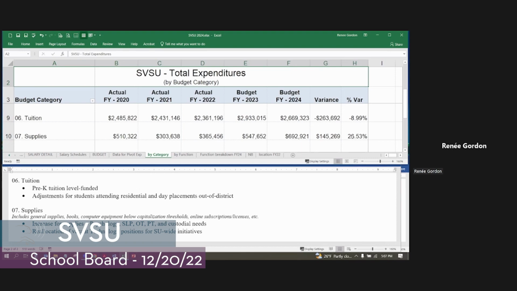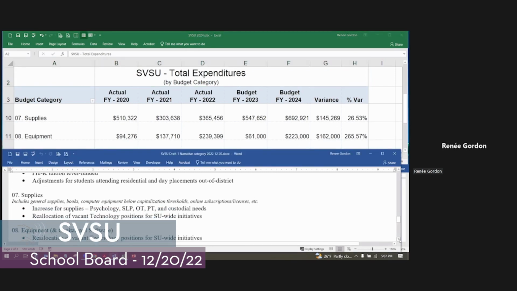There was a request this year to budget for supplies, as we've found a need over the past couple of years for psychologists, our speech and language pathologists, occupational therapists, and physical therapists. So we did factor in money for all of those. And then, of course, our custodial supplies, everything's increasing, as we all know. And then we have the reallocation of the technology positions to supplies and some equipment based on the initiatives that they're looking at. So the next line is the equipment.